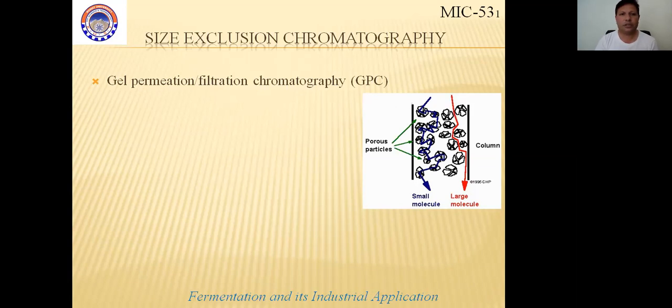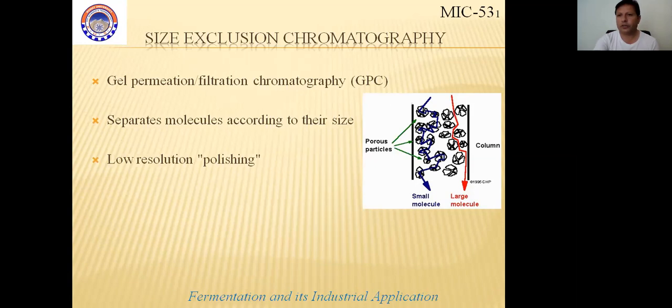So we can use this technique, size exclusion chromatography. For this we are using gel permeation chromatography, GPC. How does it work? It separates molecules according to their size. This is gel permeation chromatography, which is called GPC. It separates molecules according to their size. We have to concentrate on this point. This size exclusion chromatography separates molecules on the basis of molecular size.